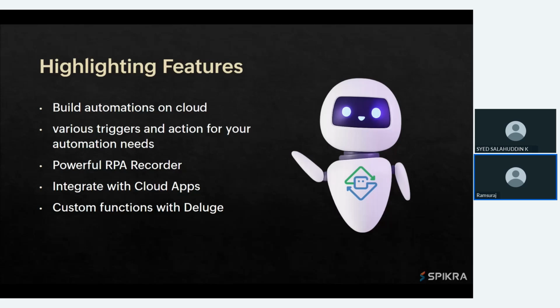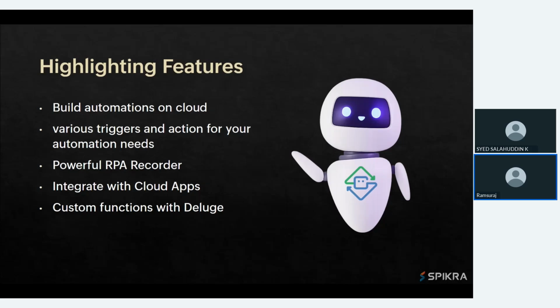And then the various triggers and actions for your automation needs. You can trigger your RPA flows using multiple event types, that is time-based schedules, manual triggers, and webhooks. Once triggered, the bot can perform a set of actions like UI clicks, keyboard inputs, API calls, and file operations, which gives you the full flexibility to do your job.